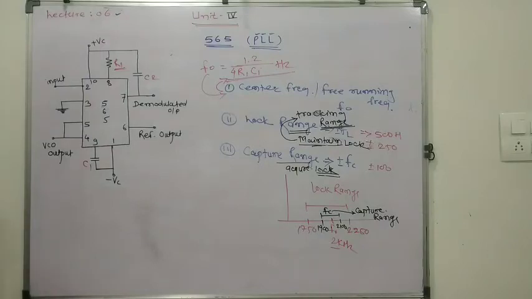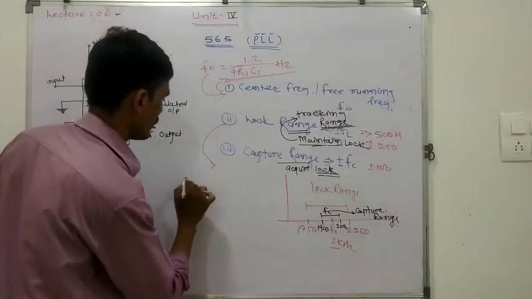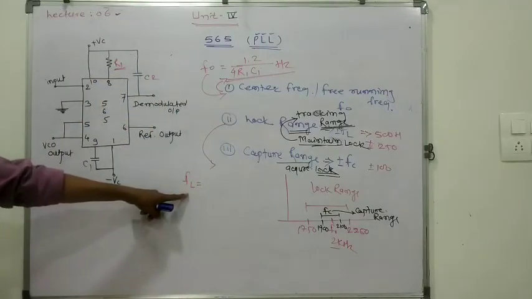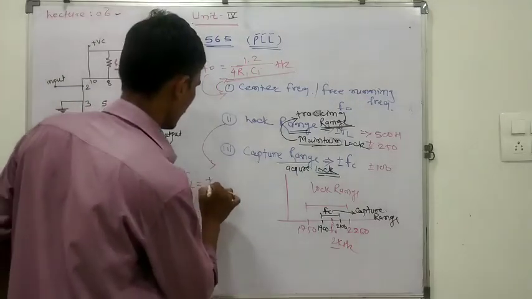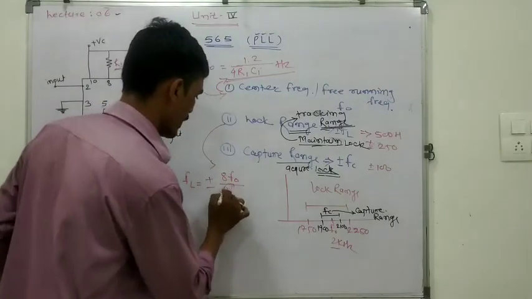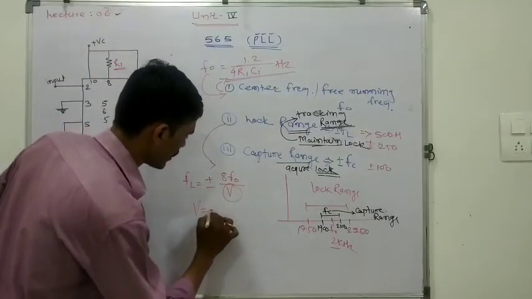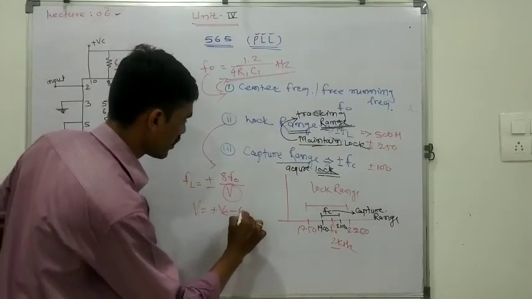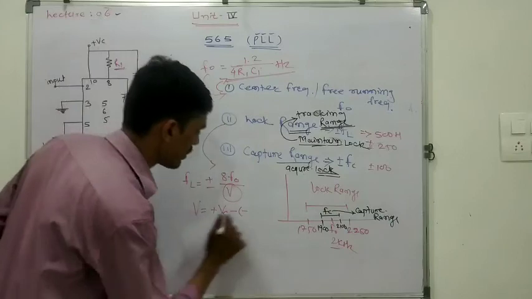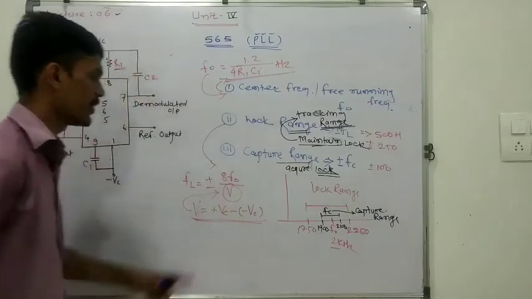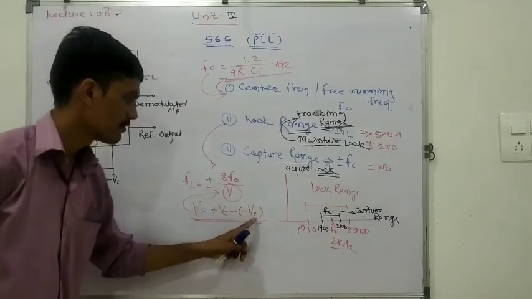Then FL, that is lock range frequency. This formula we need to remember whenever we solve a problem related to the PLL. It is plus minus 8F0 by V, where V is the total voltage. We are providing plus Vc and minus Vc. So V is plus V minus of minus Vc.